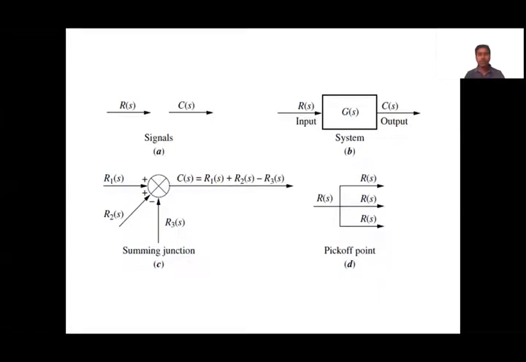And in figure C, you can see the summing junction. Different signals come to the summing point, and all these are added or subtracted based on their sign.